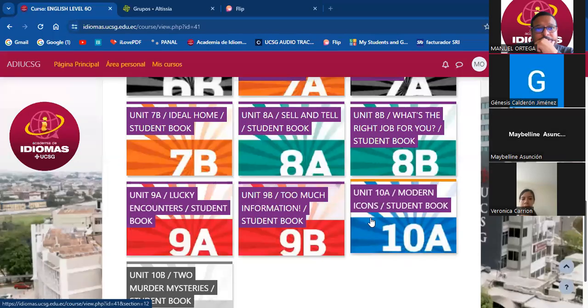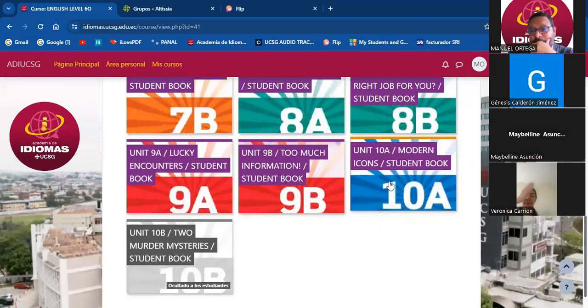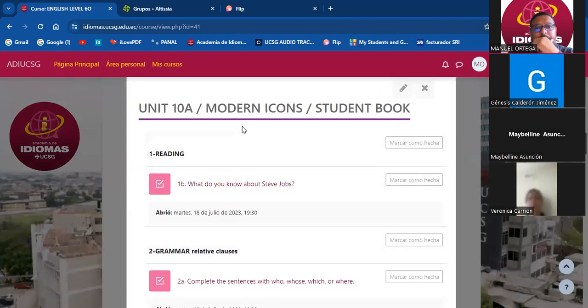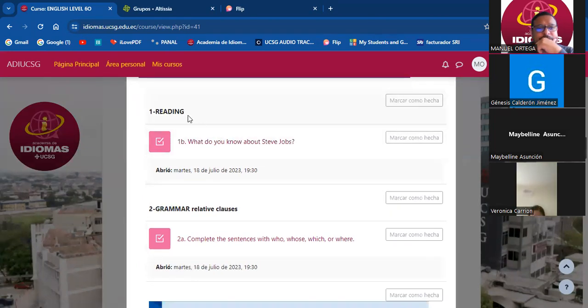Today we're going to work on unit 10A. Let's open it up a little bit and take a look at what we've got. This unit is about modern icons, and we have the first section, reading. Let's take a look through the unit. Let me open the book for you too, so we can see it better.